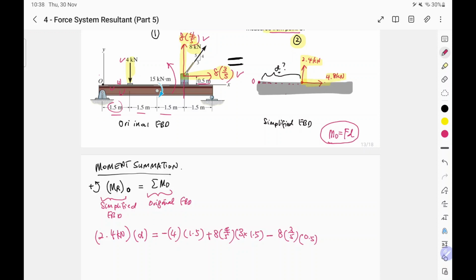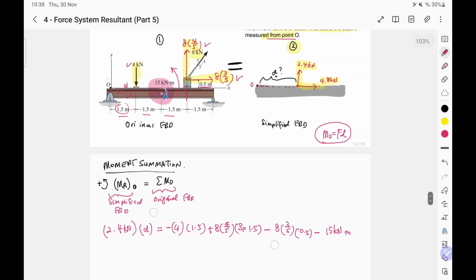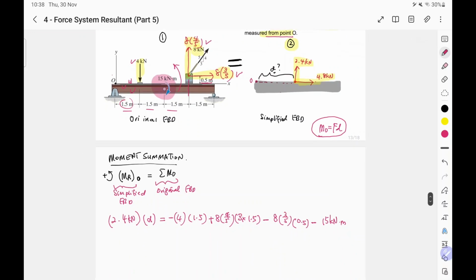Is there any more moment in here? Don't forget there is one more moment here, which has a magnitude of 15 kilonewton meter in a clockwise direction. You don't need to multiply by distance, because it is already the magnitude of a moment. So you put this 15 kilonewton meter in your equation. Clockwise or counterclockwise? It is a clockwise direction, so it will be negative in your equation. Is there any more moment in this system? No. So you can proceed with your calculation.